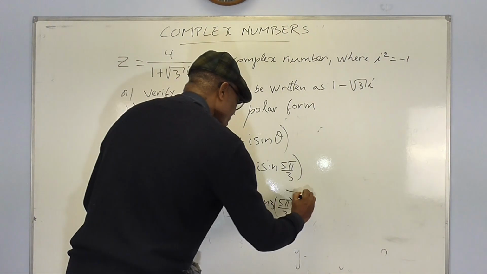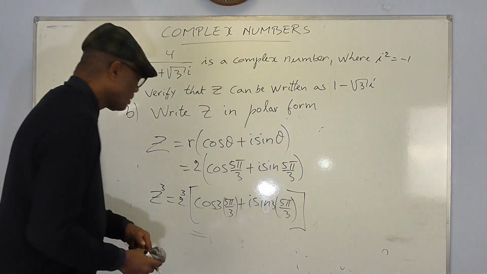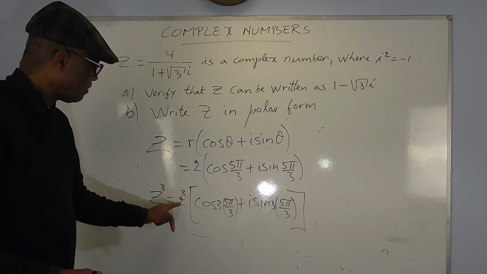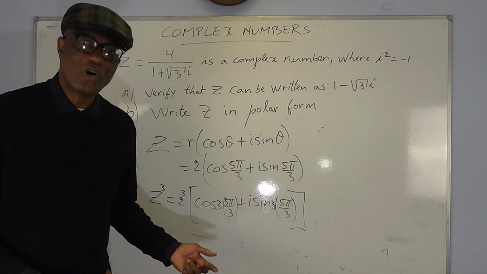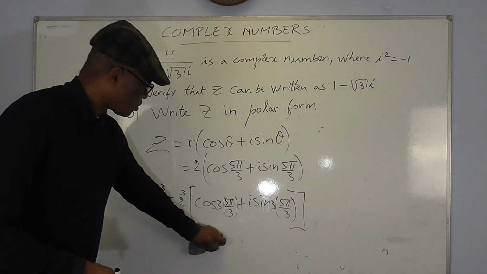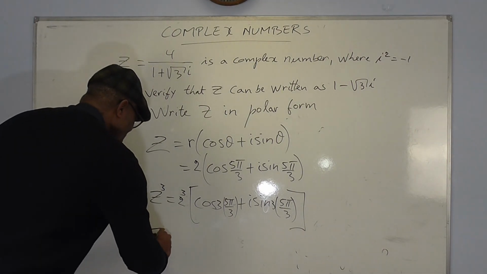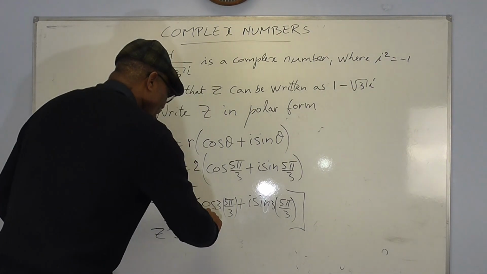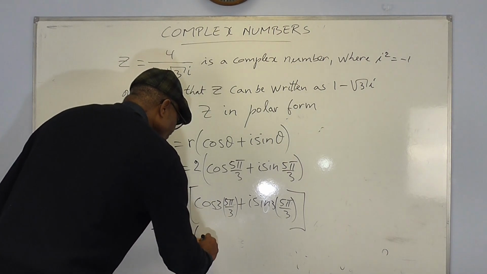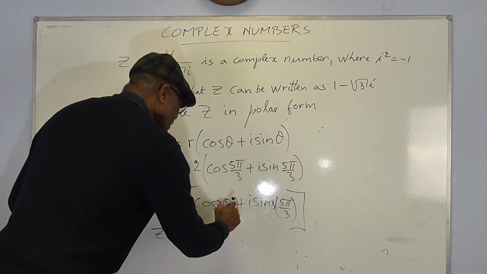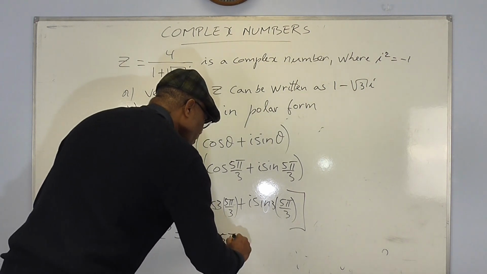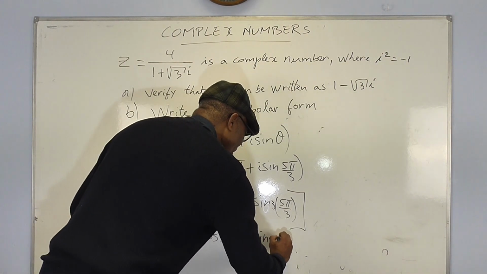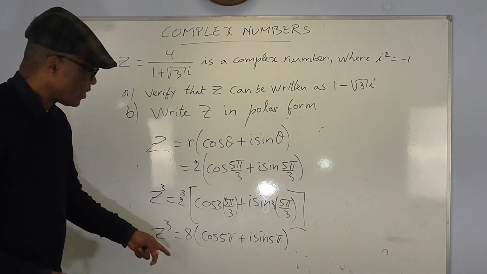So I put it in a square bracket like that. Now, 2 to the power 3 gives 8. So Z cubed is equal to 8. Now, if I multiply here, we get cos 5 pi plus i sine of 5 pi. Now, we have it like that.